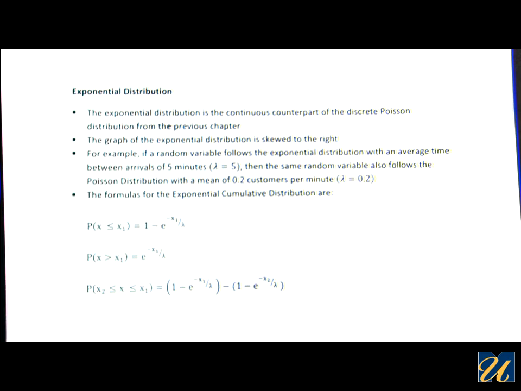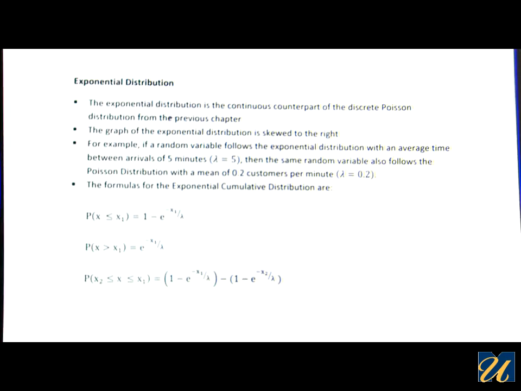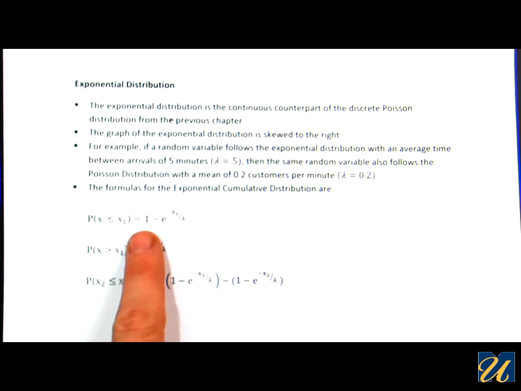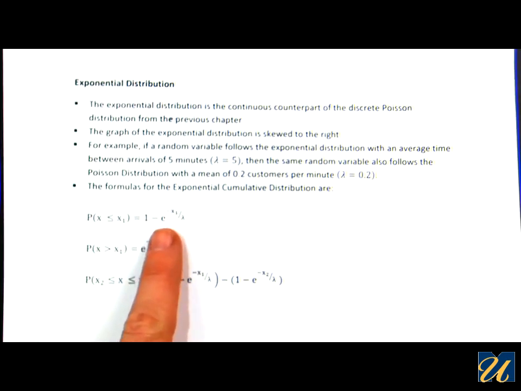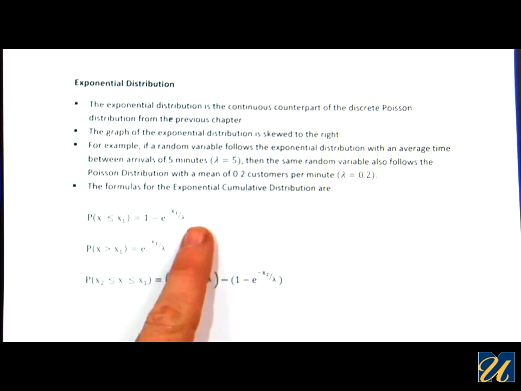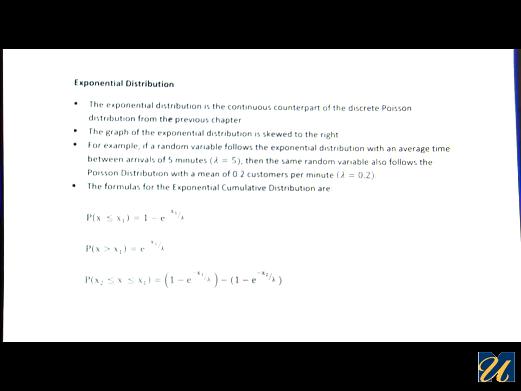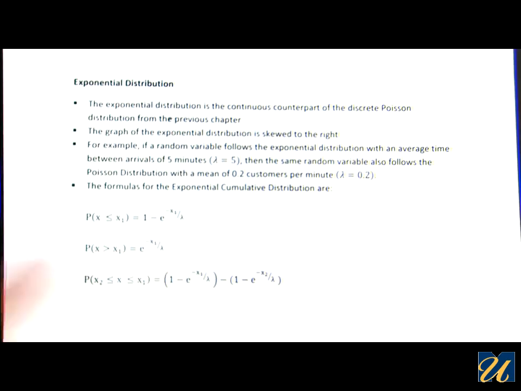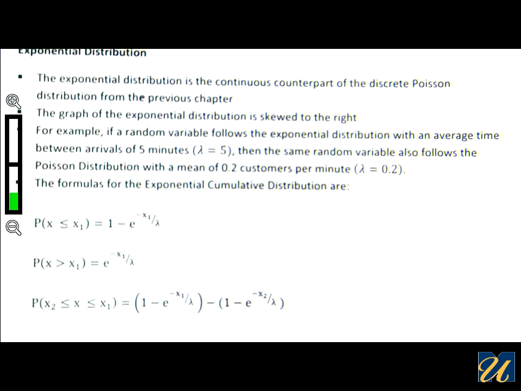The formulas for the exponential cumulative distribution are as follows. If you know that you have an exponential distribution and you're looking for the area where x is less than or equal to a specific value, you will always do 1 minus e raised to the negative power of x over lambda. If you're looking for an area where x is greater than a specific value, then you calculate this probability by simply taking e raised to the negative power of x over lambda.